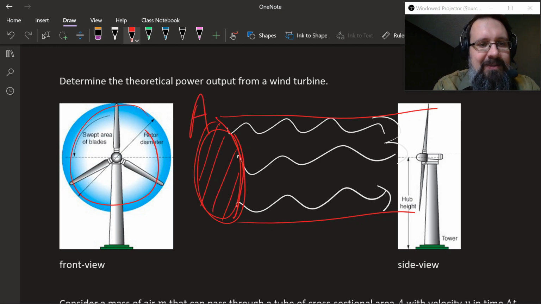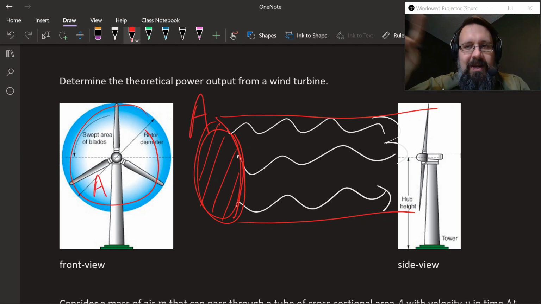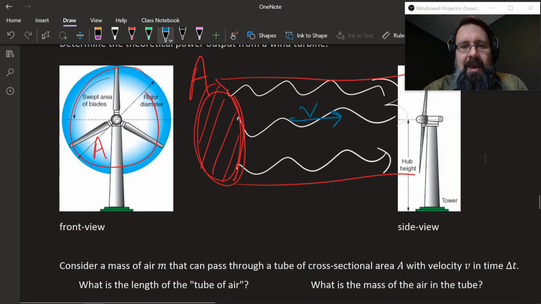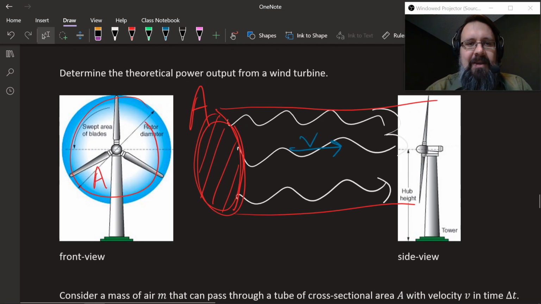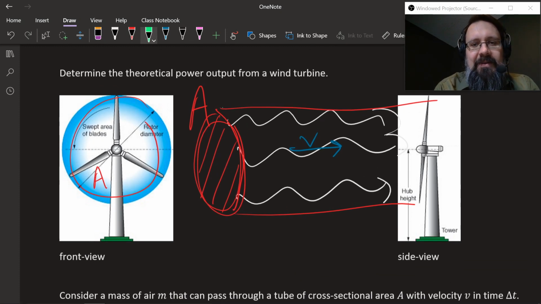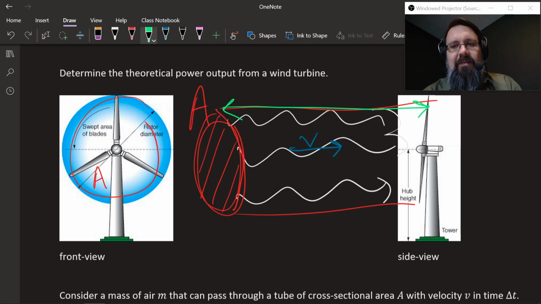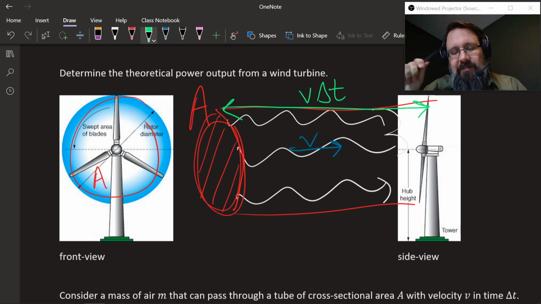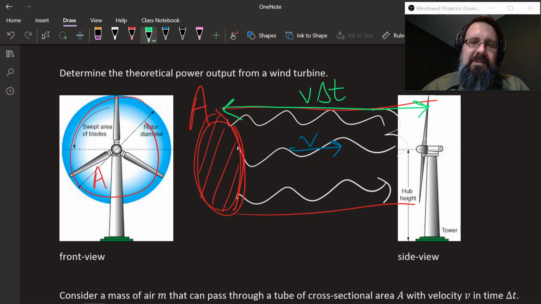We'll call that A. So that's just the area that the turbines are going to sweep out. The wind is going to be moving at a speed V. And then we'll say that the time is delta T. So let's say the length of this tube from here to here takes a time of delta T to travel. So that means that the length of this tube is V delta T. So distance equals velocity times time. If the wind speed is v, then it'll take time delta t to travel this distance. So that means the distance is v delta t.